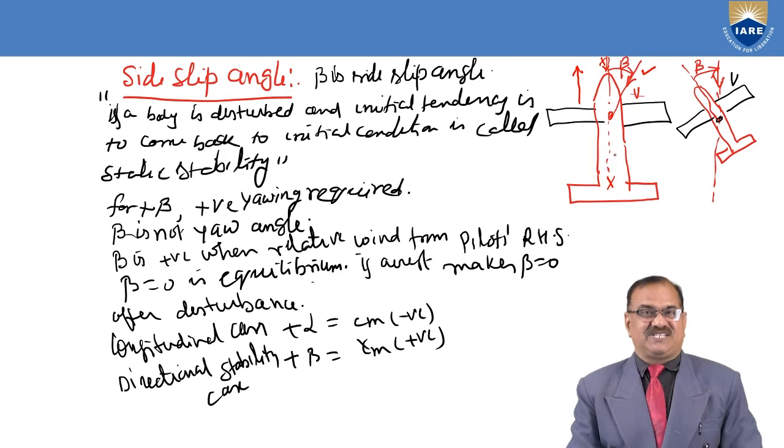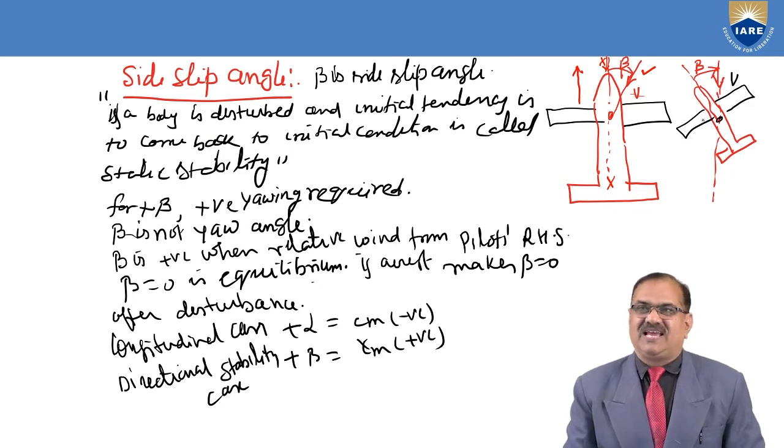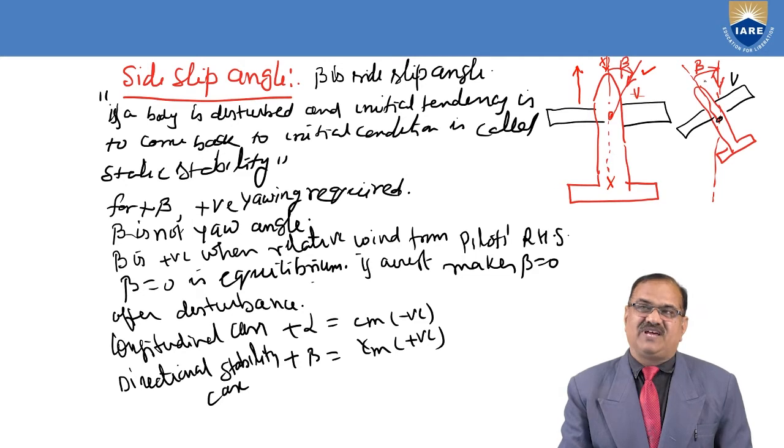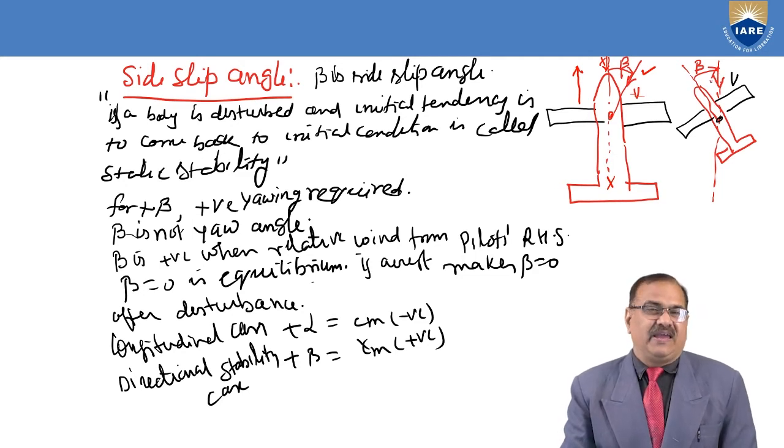Another way we can represent this beta or side slip angle: here you can see the wind is coming straight and your aircraft nose is towards the left of the wind direction. So it is also called beta. So beta is the side slip angle.